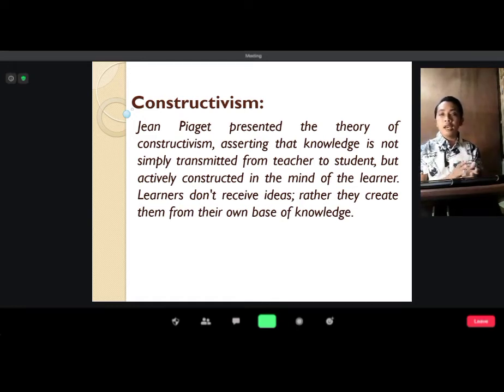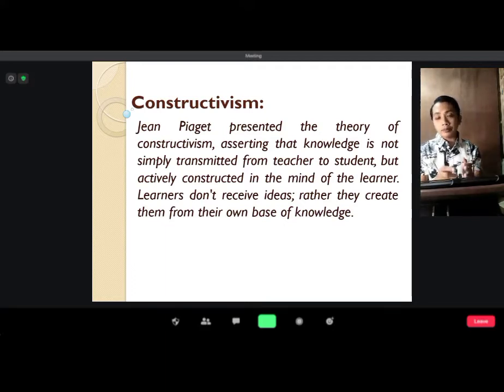When it comes to constructionism, this theory was presented by Seymour Papert. It suggests that new ideas are most likely to be created when learners are actively engaged in building some type of external artifact that they can reflect upon and share with others. Yung sinabi ko kanina, the learning here is based on collaboration. The students will learn if they get involved in an actual meaningful experience or activity.